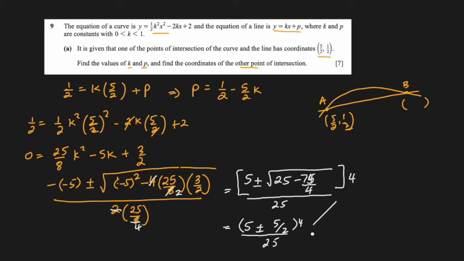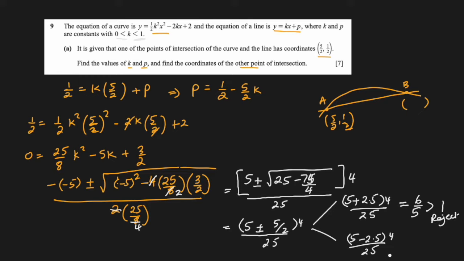Alright, so there are two answers. Have they given any filter? Okay, k is between 0 and 1. They have written here 0 and 1. One of them will be out of this range, that we will reject. So 5 plus 2.5, 5 over 2 can be written as 2.5, multiplied by 4 divided by 25. 5 minus 2.5 multiplied by 4 over 25. 7.5 multiplied by 4 is 30. 30 over 25 is 6 over 5, which is greater than 1. So this has to be rejected. This one will be 2.5 times 4 is 10 divided by 25, which is 2 over 5, which is less than 1. This is the answer. The value of k comes out to be 2 over 5.